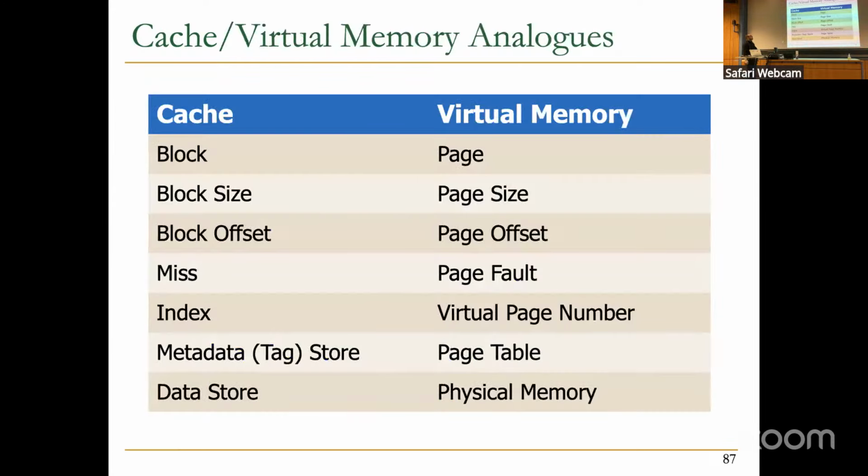You can think of the analogy this way. We have blocks in caches, pages in memory. Block size in caches, page size in memory. Block offset in caches, page offset in memory. Misses in the caches, major page faults or minor page faults in memory. Indexes in the caches, virtual page numbers in memory. Metadata and tag storage in caches, page table in virtual memory. We have data stored in the caches, we have physical memory and the physical devices in the memory.